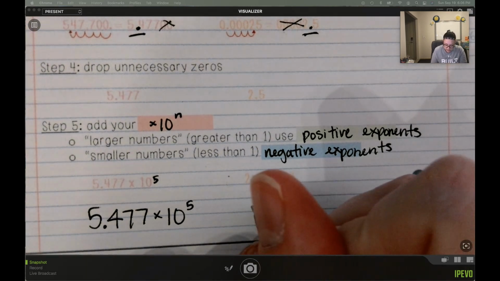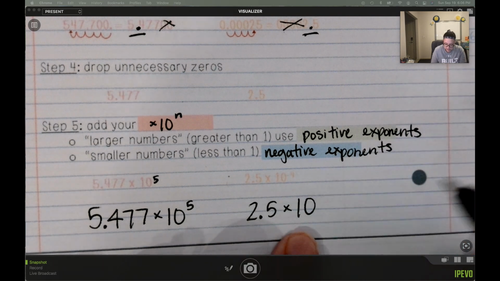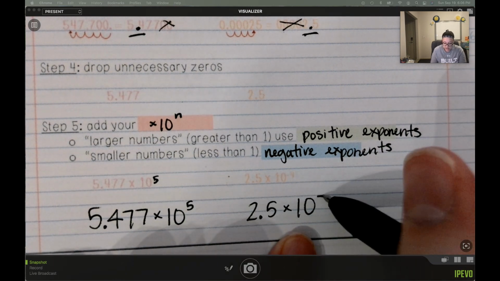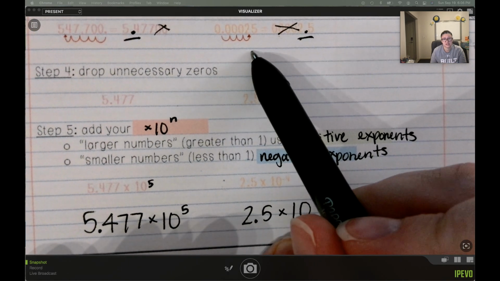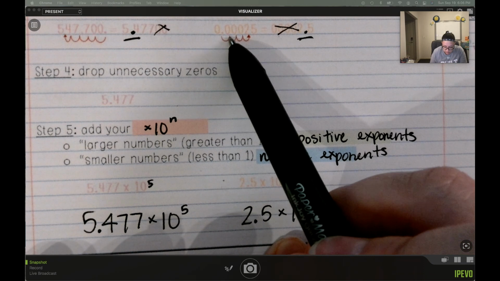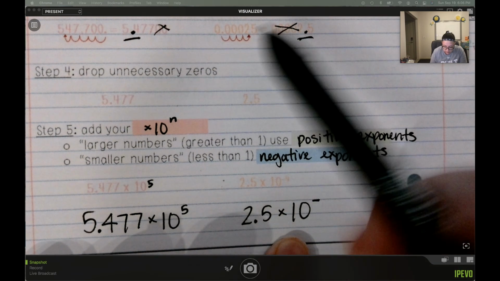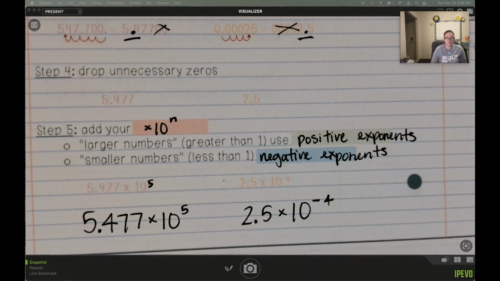Over here, our decimal was 2.5 times 10. Our exponent's negative because it's a decimal. Because it's a small number, our exponent's going to be negative. And our decimal jumped 1, 2, 3, 4 times. So that's going to be 10 to the negative 4th power.